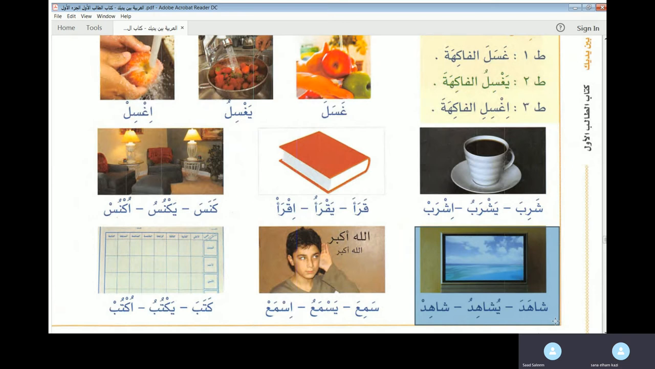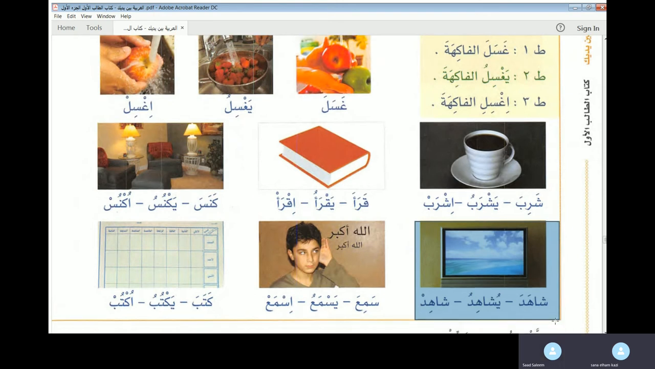Shahada at tilfaza. He watched television. Yushahidut tilfaza. The ta is a shamsi letter, so the alif lam will be silent. Okay, yushahidut tilfaza. He watches, he is watching the television.